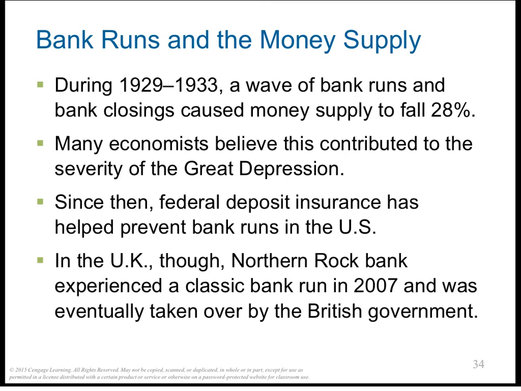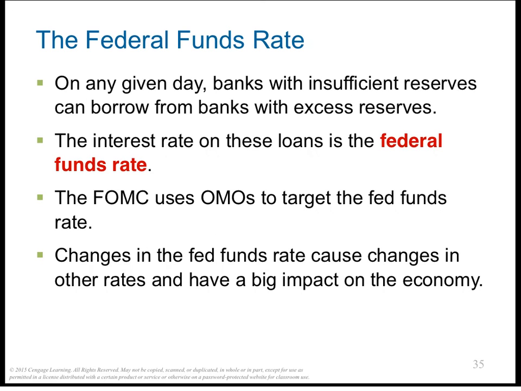And when we look at history, between 1929 and 1933, a wave of bank runs and bank closings caused the money supply to fall 28%. Many economists believe this contributed to the severity of the Great Depression. Since then, federal deposit insurance has helped prevent bank runs in the US. In the UK, the Northern Rock Bank experienced a classical bank run in 2007 and was eventually taken over by the British government. And the last thing we're going to talk about is the federal funds rate.